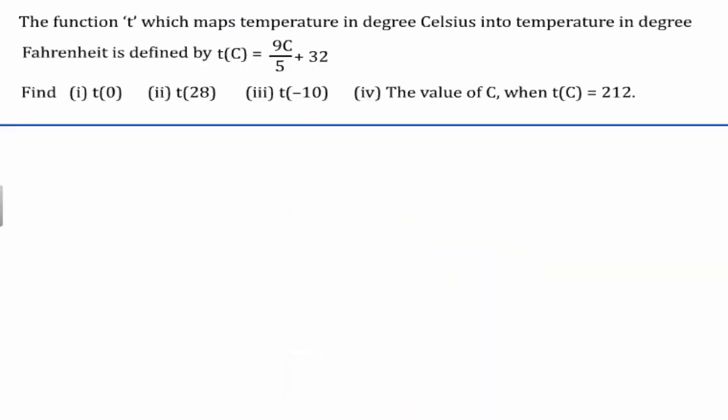In this question, a function T is given which maps temperature in degree Celsius into temperature in degree Fahrenheit. And T is defined by T of C is equal to 9C by 5 plus 32. Using this relation, we have to find certain values. Let us begin with the solution of this question.